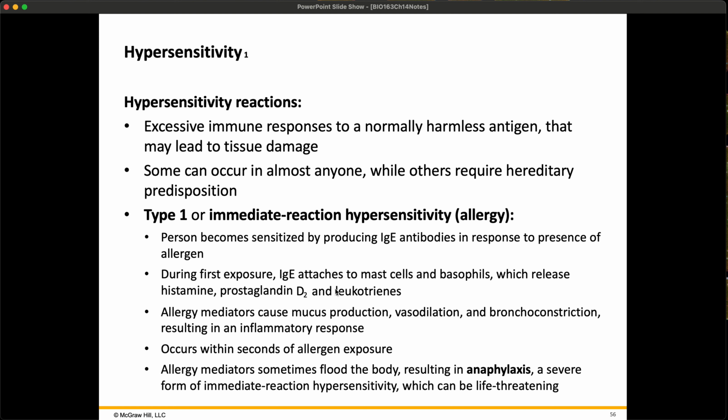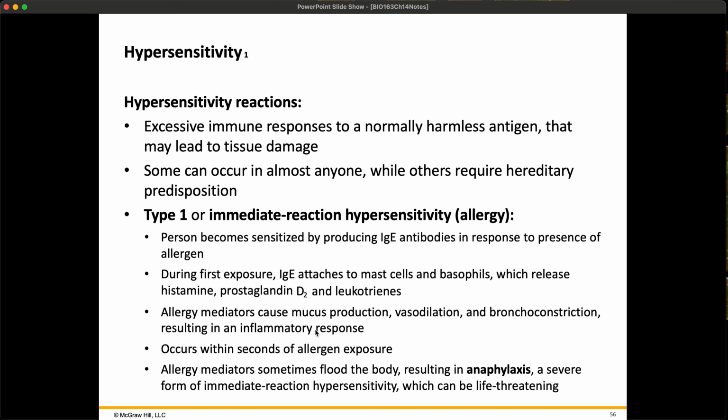This could be, let's say that you were eating something, or that you get exposed to a certain perfume. Let's do food or perfume scent allergy. During that first exposure, that antibody attaches itself to these inflammatory cells, and they start to release their components. That causes mucus production, vasodilation, bronchoconstriction, all resulting in an inflammatory response.